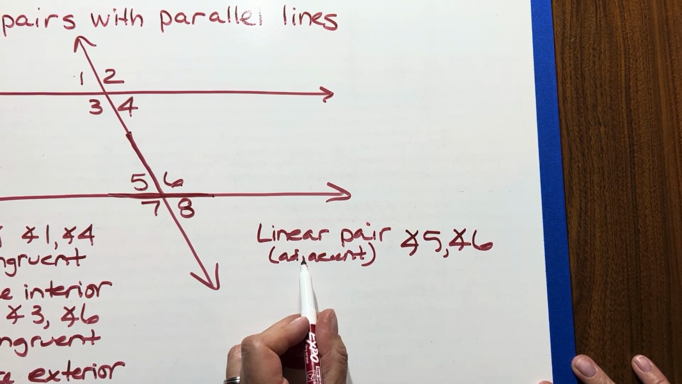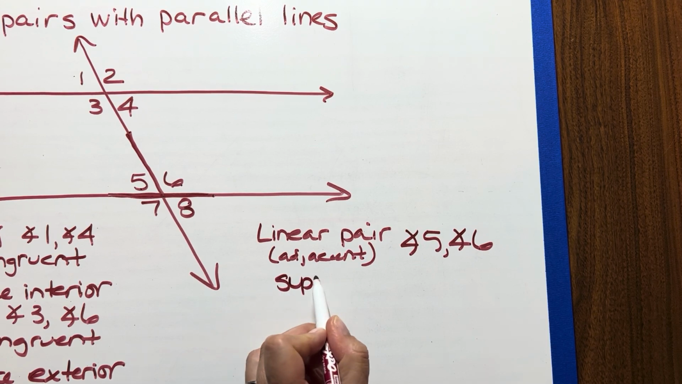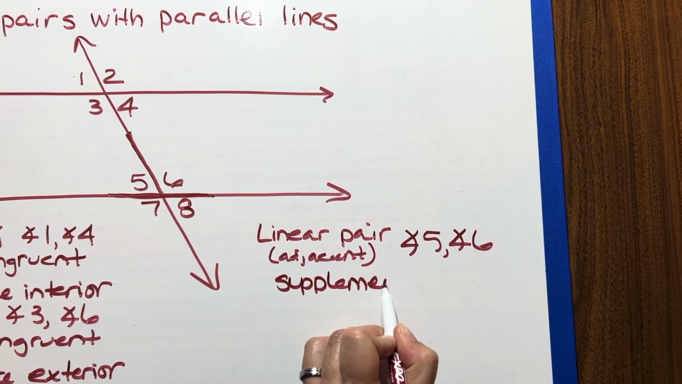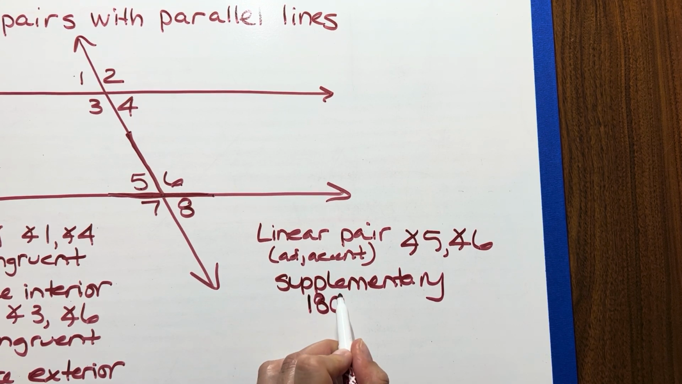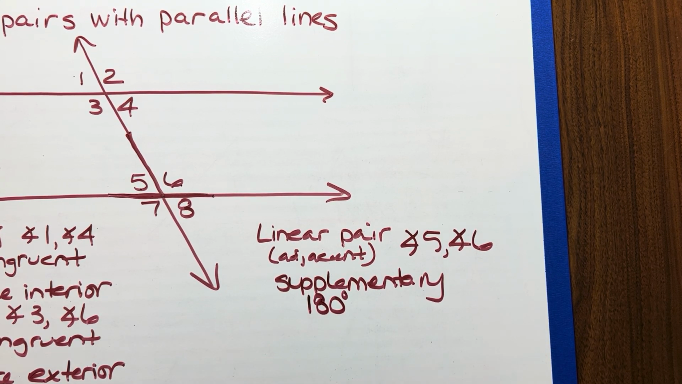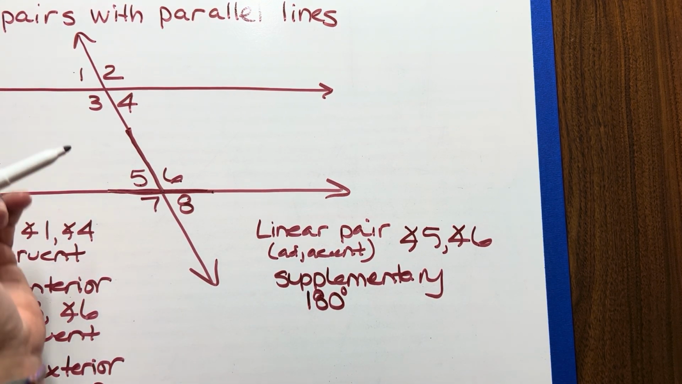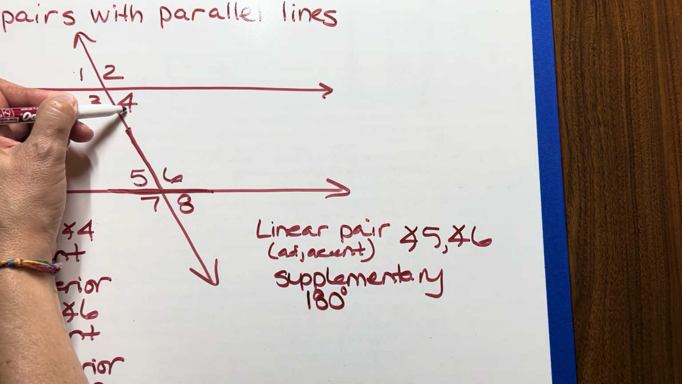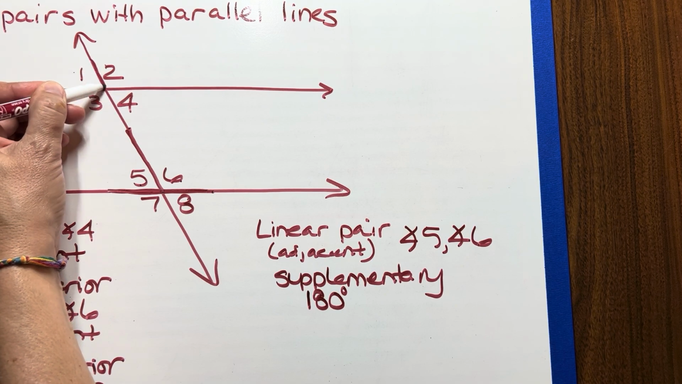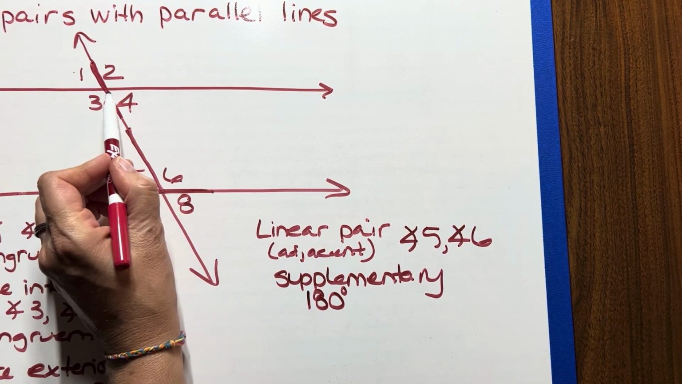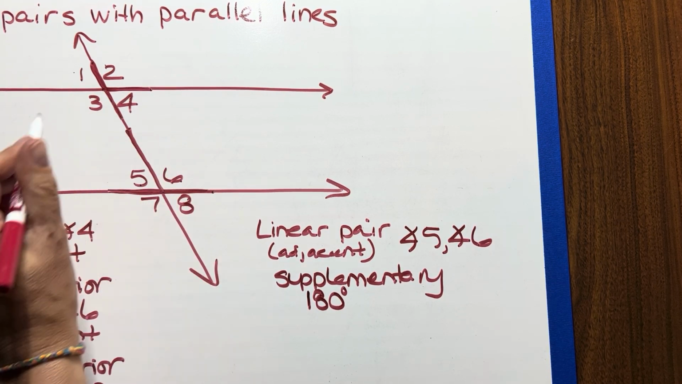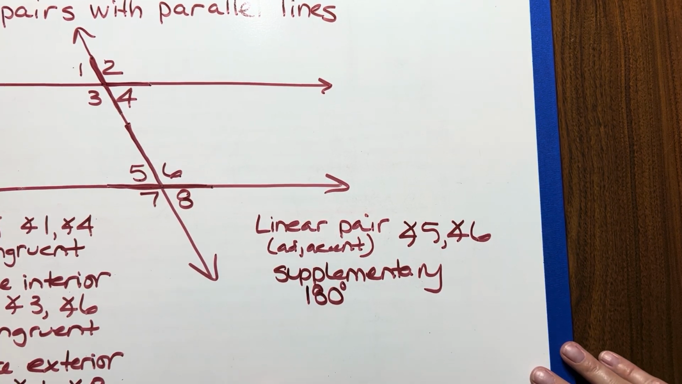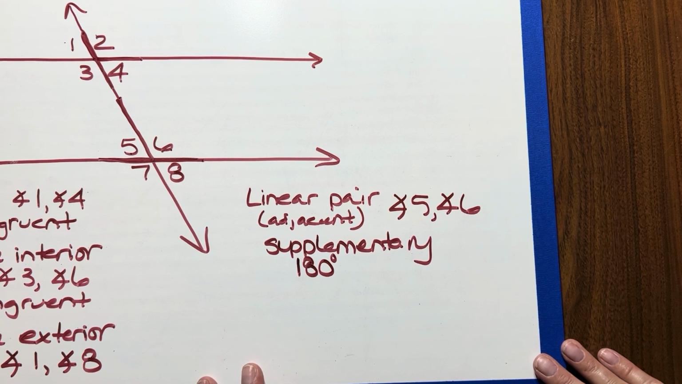And this particular pair is supplementary. Recall that supplementary means they add up to 180 degrees. I have a lot of linear pairs. I could also choose angle 2 and angle 4. They are on this line, this transversal, and they would share this common side. But there's many, many other different sets of linear pairs here that you could choose.